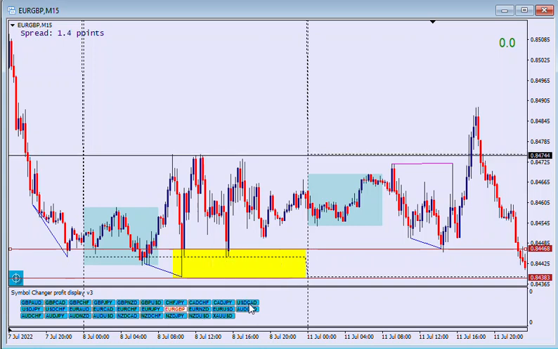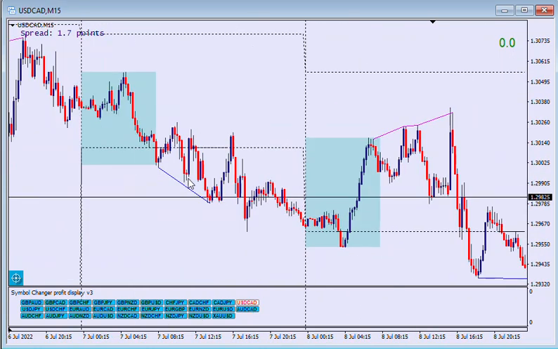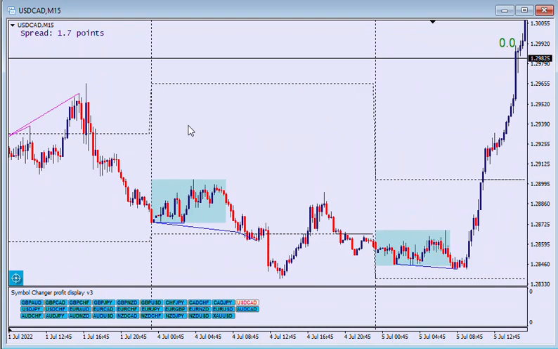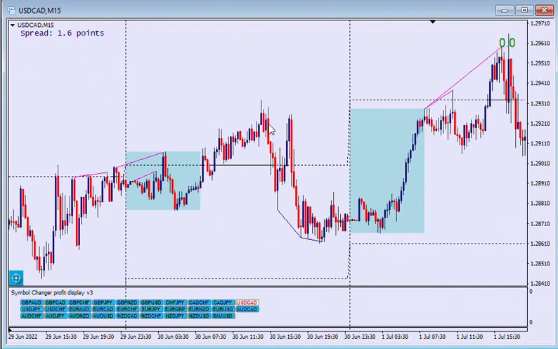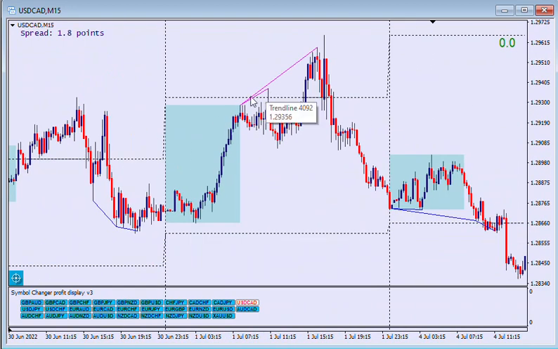Finally, let's look at USDCAD. USDCAD happened on the 1st of July. USDCAD. Okay, here, so you can see we have a divergence formed on a candle that is on yesterday's high, and yesterday's high is above the Asian box.